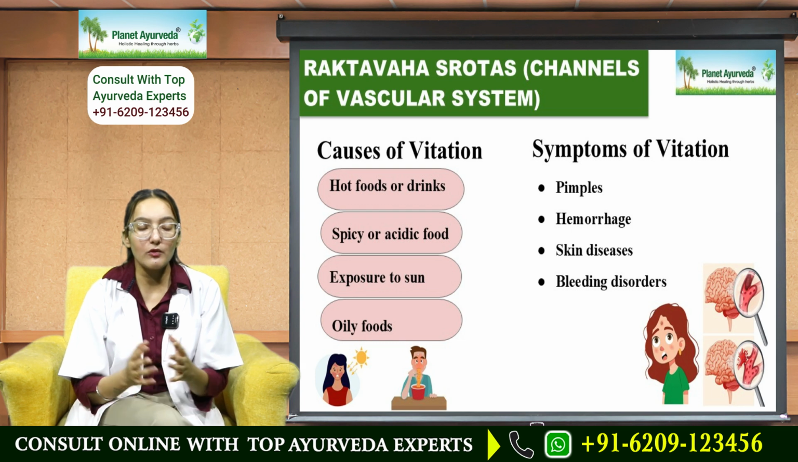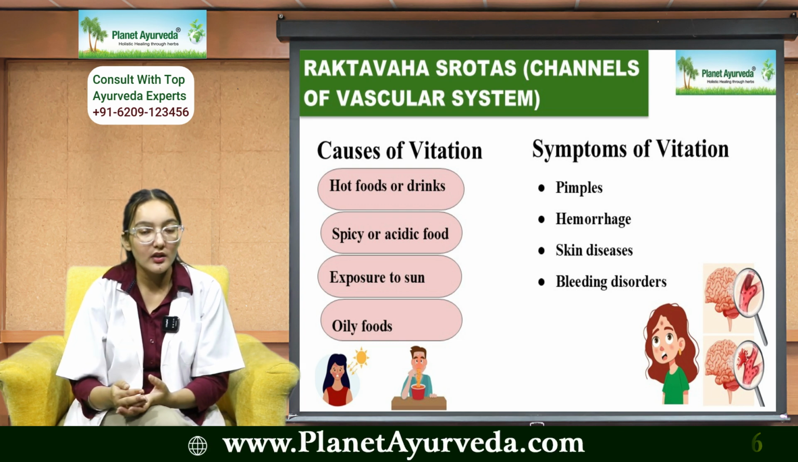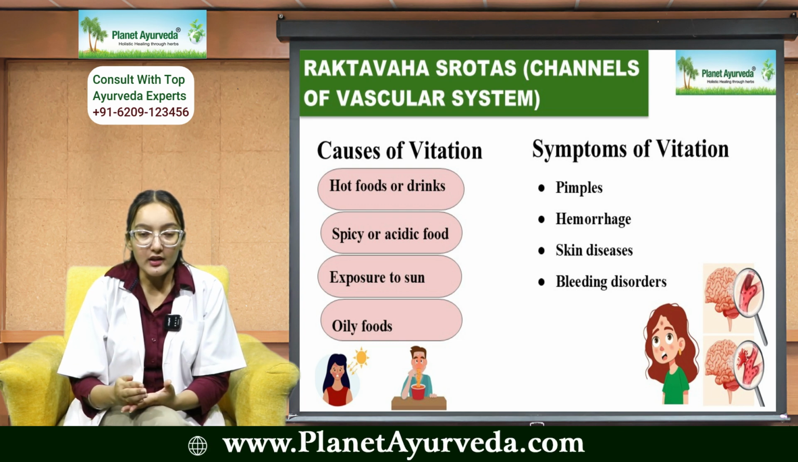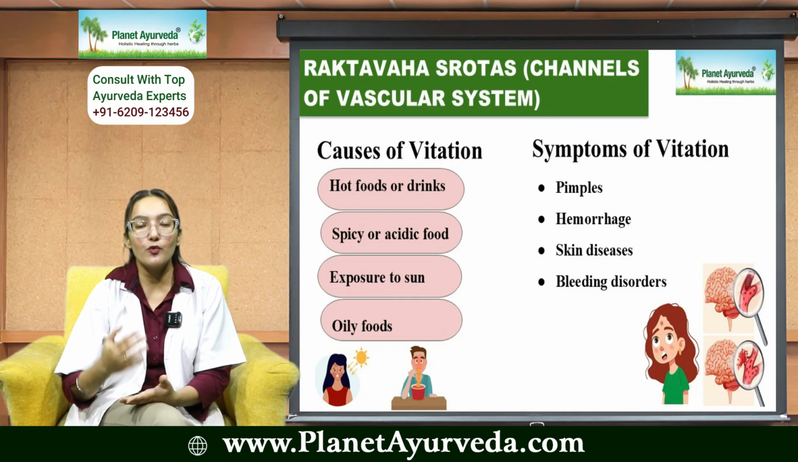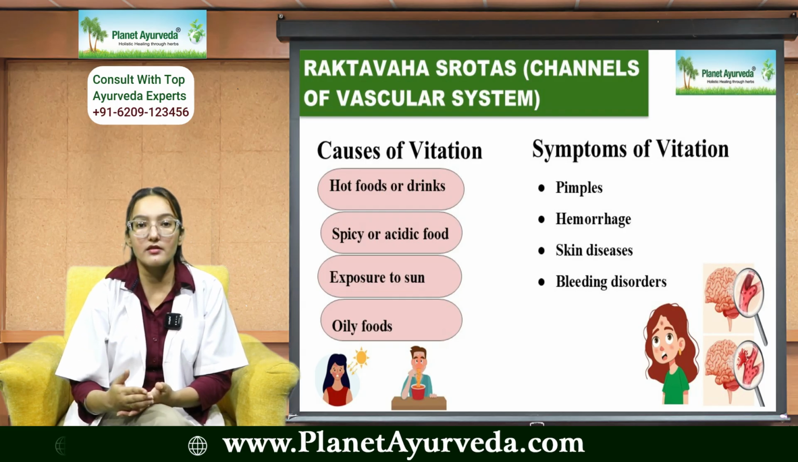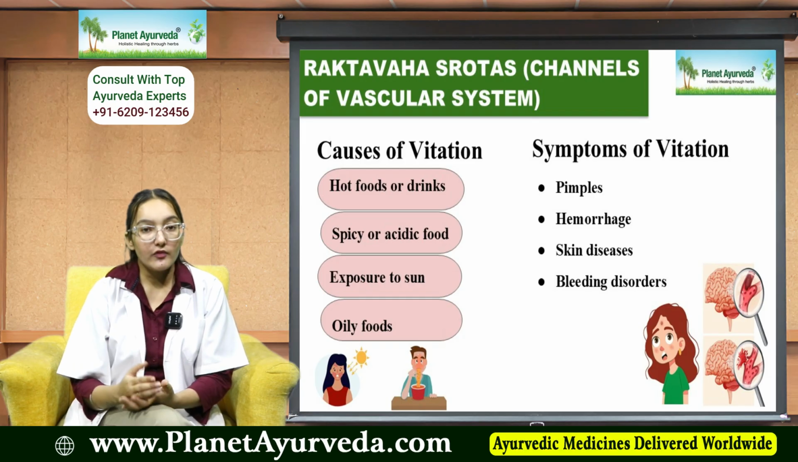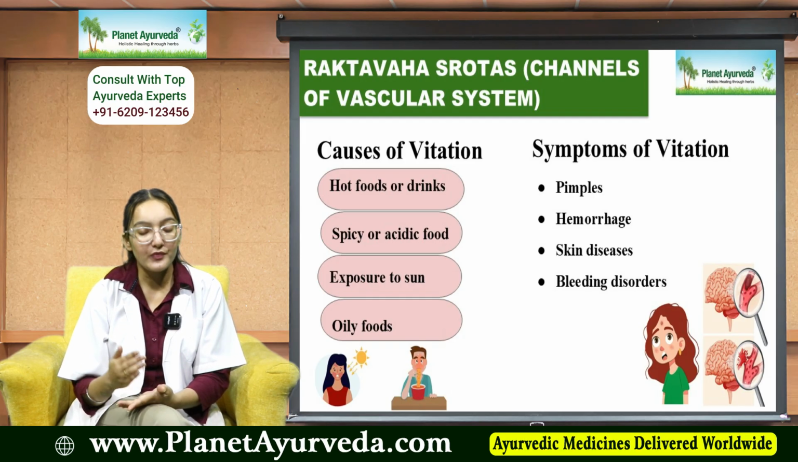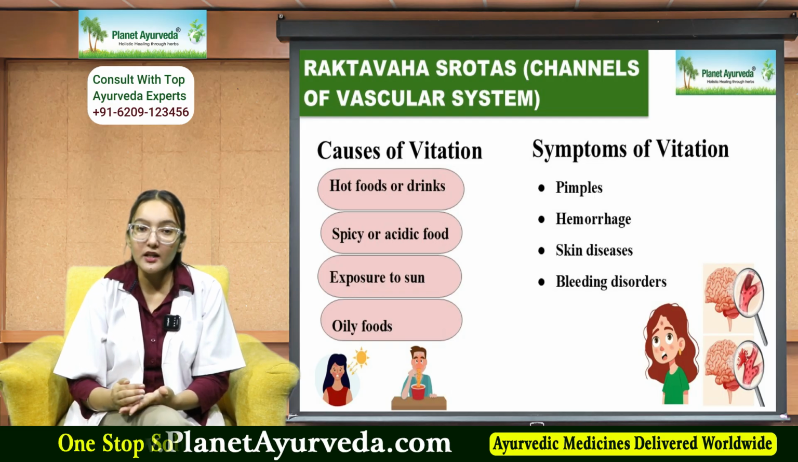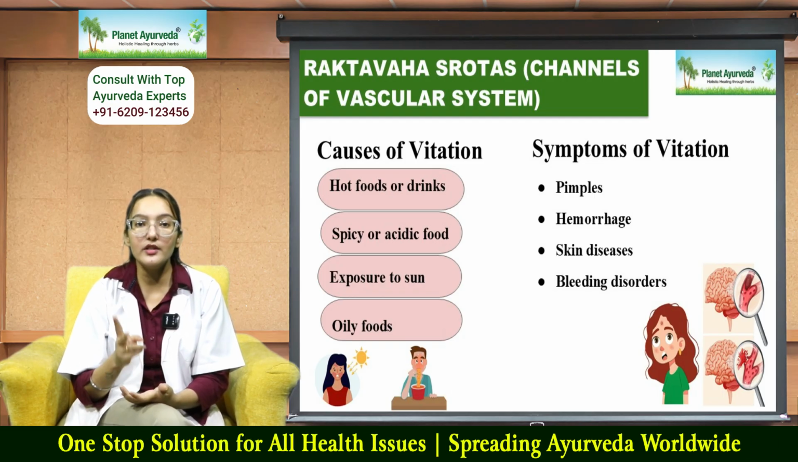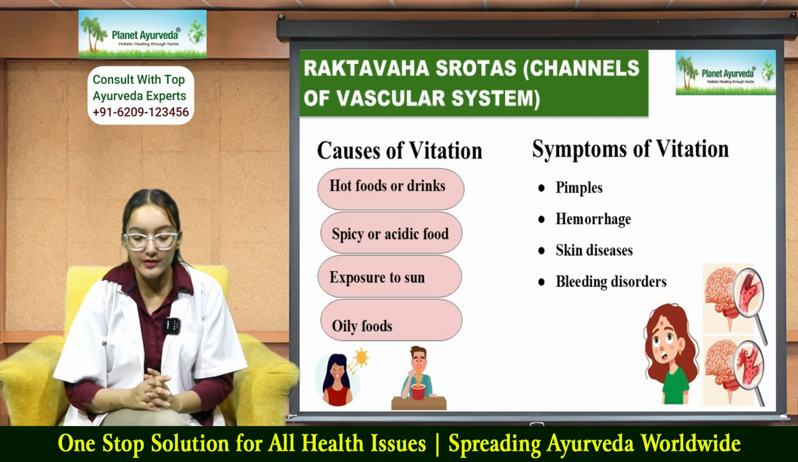So symptoms are closely related to the blood. It will vitiate the blood, and it will directly lead to various kinds of skin diseases. Mostly, if there is vitiation of rakta or the vascular system, skin diseases and bleeding disorders may occur. These two kinds of things one may experience.